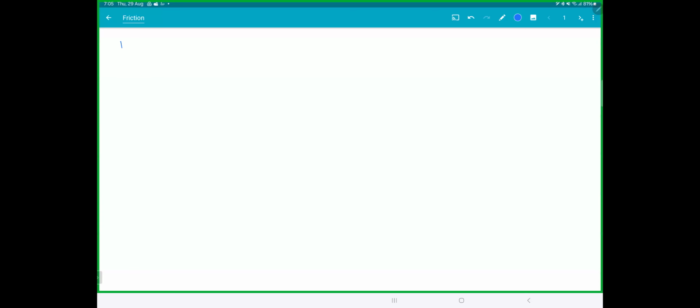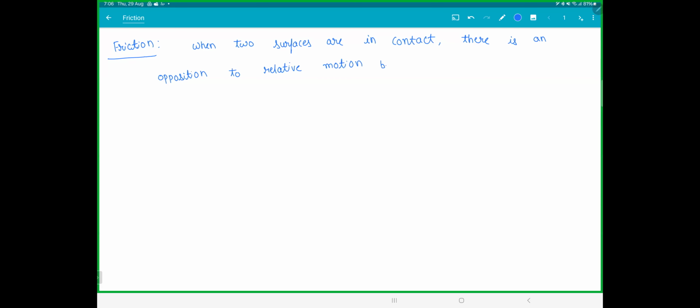So what is friction? Friction: when two surfaces are in contact, there is an opposition to relative motion between the surfaces. This property is called friction.